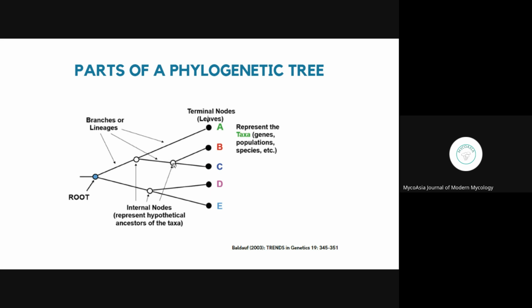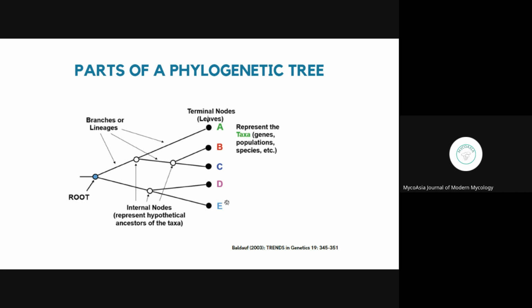So this is an internal node. This represents the hypothetical ancestor of B and C, for example, here. And here is the oldest ancestor of all these taxa. This is called a root. So these are the different parts of a phylogenetic tree.